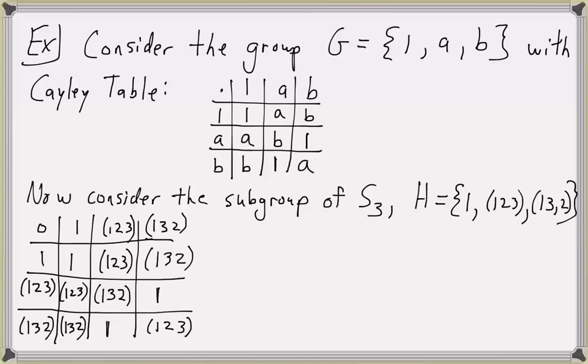Now let's look at these two Cayley tables of the groups G and H. Essentially, they're identical Cayley tables. The only difference is the name of the operation. We have multiplication and composition, and then the actual names of the elements. Up to labeling the elements of these two groups, these are really essentially the same exact group.